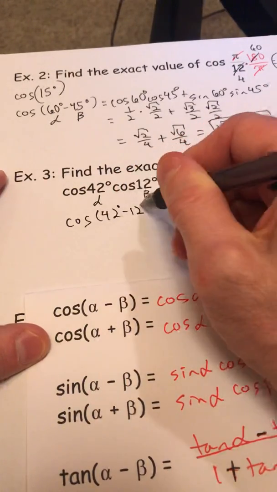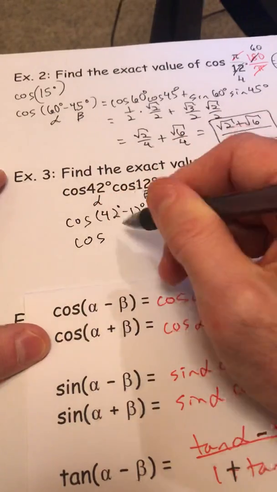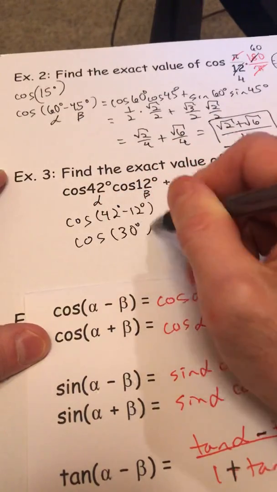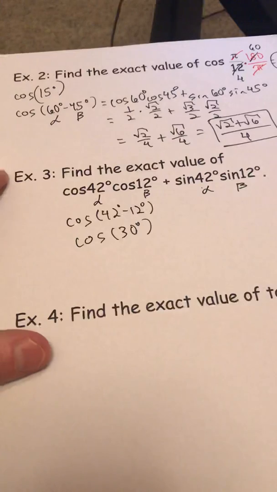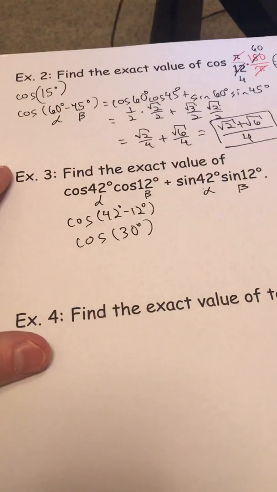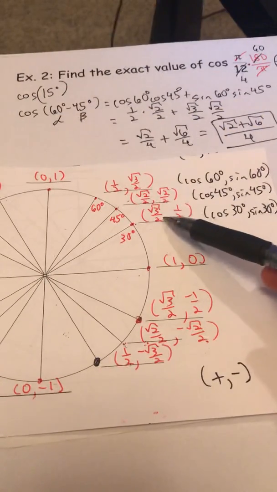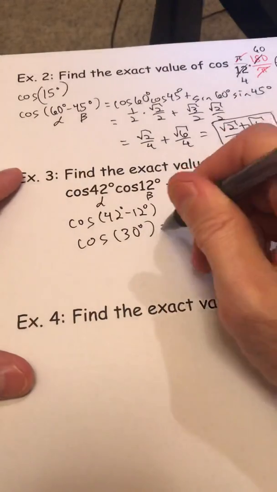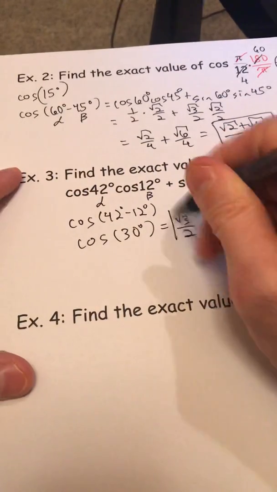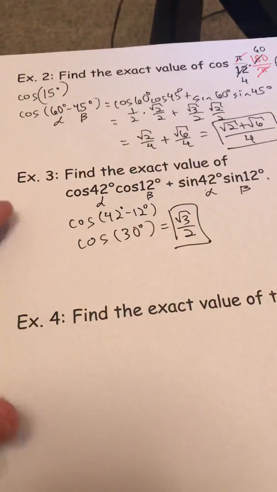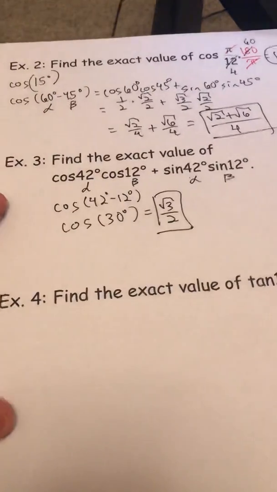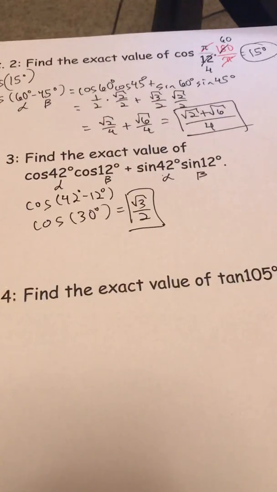42 minus 12 is the cosine of 30 degrees, which, when you have something that is on your unit circle, once again, if you're getting back into remembering that, cosine of 30 is radical 3 over 2.